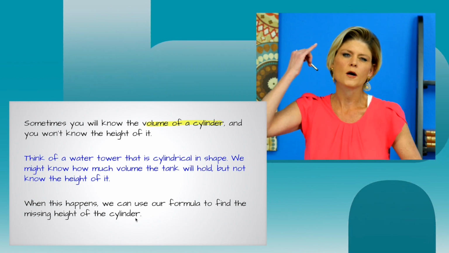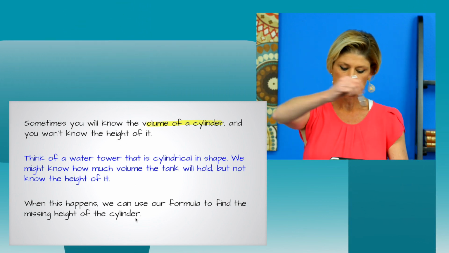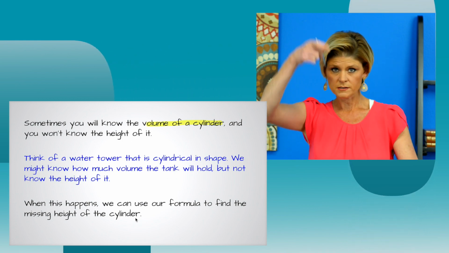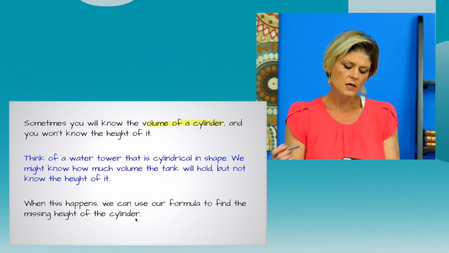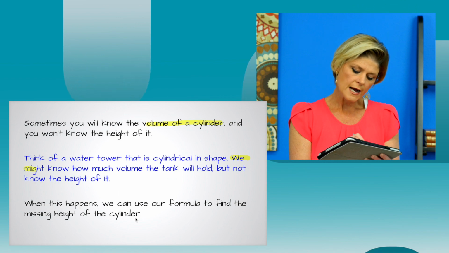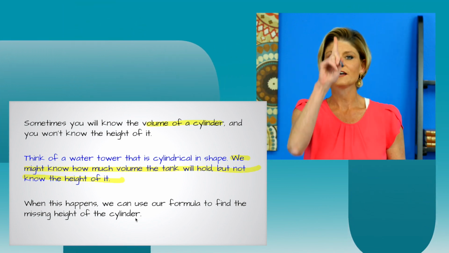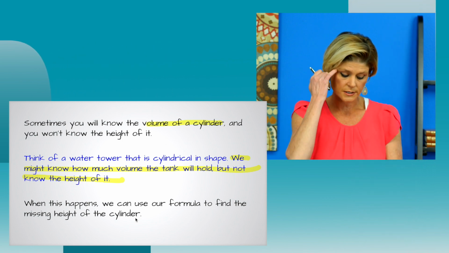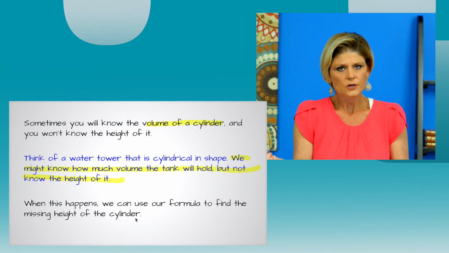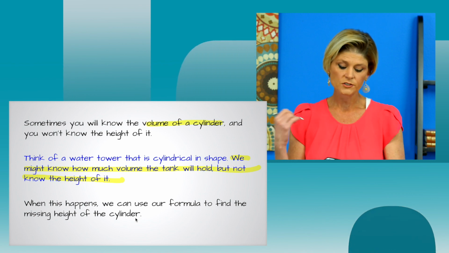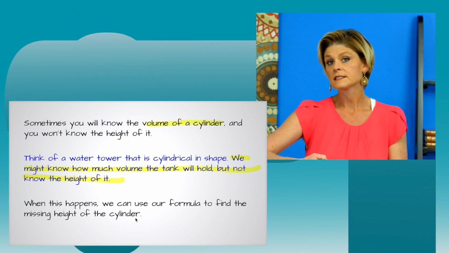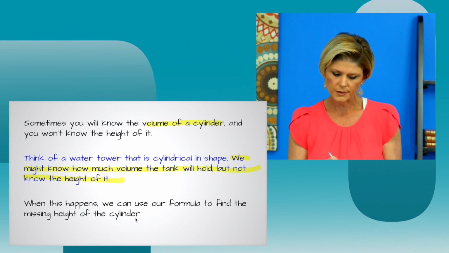Okay, I want you to think about a water tower that is cylindrical in shape. So it's a cylinder basically. Now we might know how much volume the tank will hold, how much goes into it, but we may not know the height of it or how tall it is. So when this happens, we can just use our formula and we can solve looking at the missing height of the cylinder. We're just gonna plug in what we know.